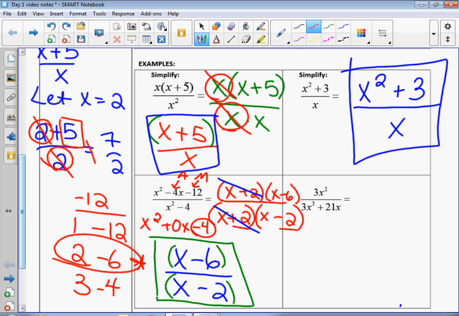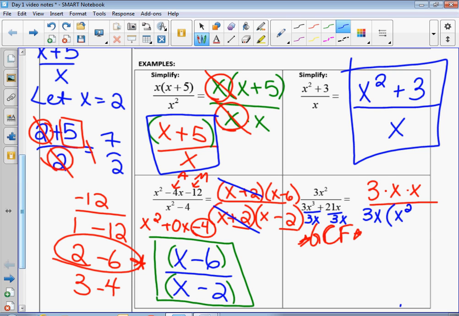Example 3, 3x squared over 3x cubed plus 21x. 3x squared we could write as 3x times x. If we factor the denominator, the first thing when I want to factor is look for a greatest common factor. Always first thing. What's the greatest common factor here? We take out a 3x. 3x cubed divided by 3x leaves me with an x squared. And 21x divided by 3x leaves me with a 7.